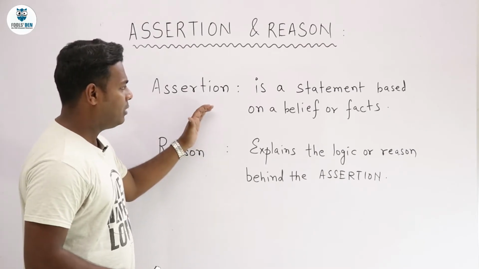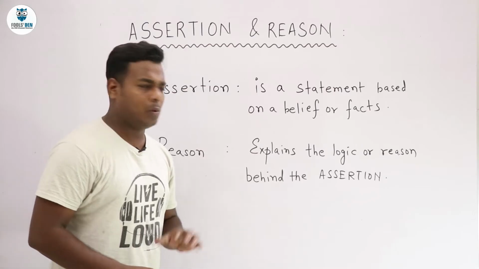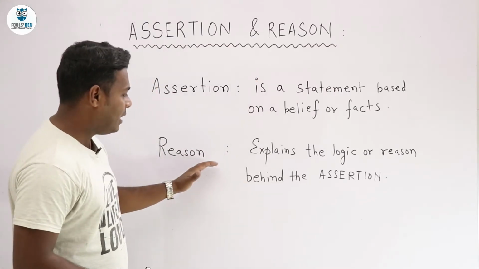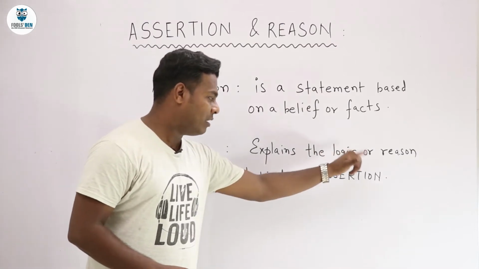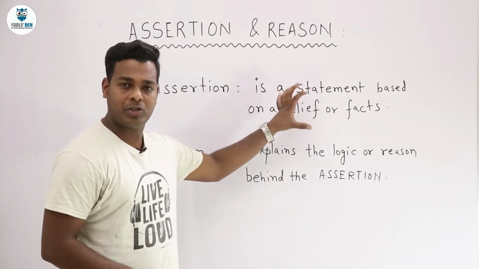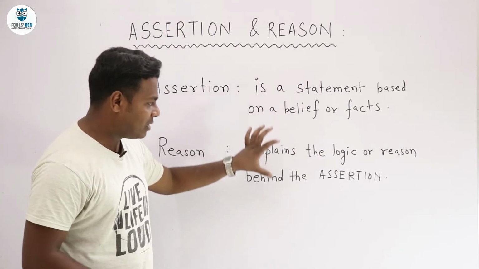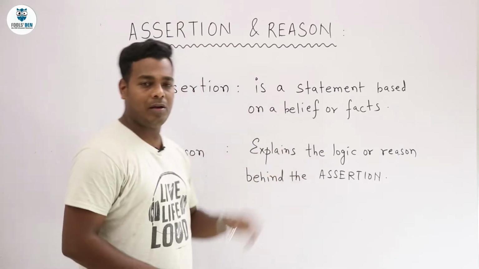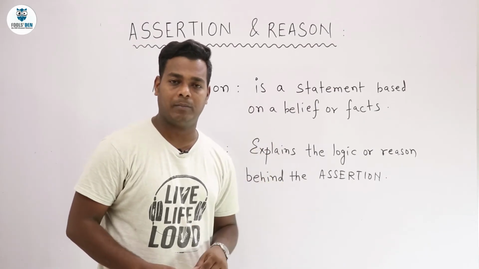An assertion is basically a statement based on a belief or facts. So simply, it's a statement that says something, right? And a reason is a statement that explains the logic or the reason behind this statement, the assertion, right? So this is a statement and you have to check whether the second statement explains the reason behind the first statement. Now let's go to the questions and understand this concept better.